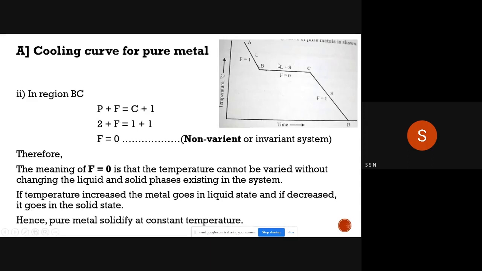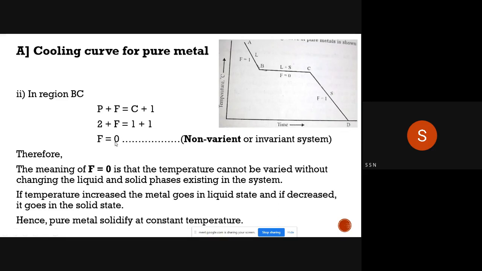Without varying anything, we are getting here 2 phases. So the meaning of F equal to 0 is that the temperature cannot be varied without changing the liquid and solid phase existing in the system. Without changing these phases from B to C point, temperature cannot be varied. And we also know that here temperature is constant. So this is also proved by F equal to 0.